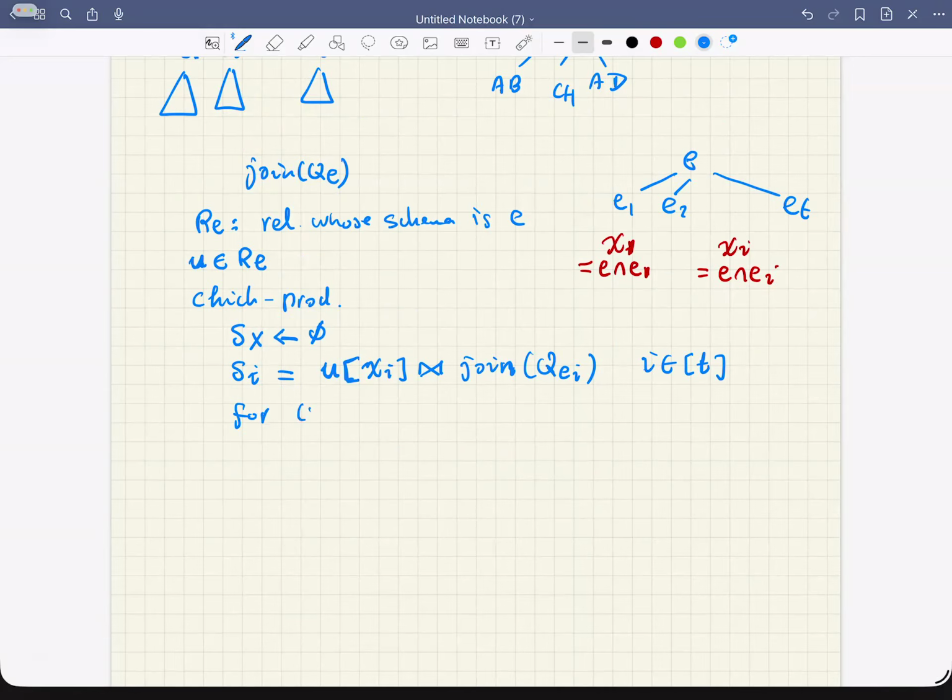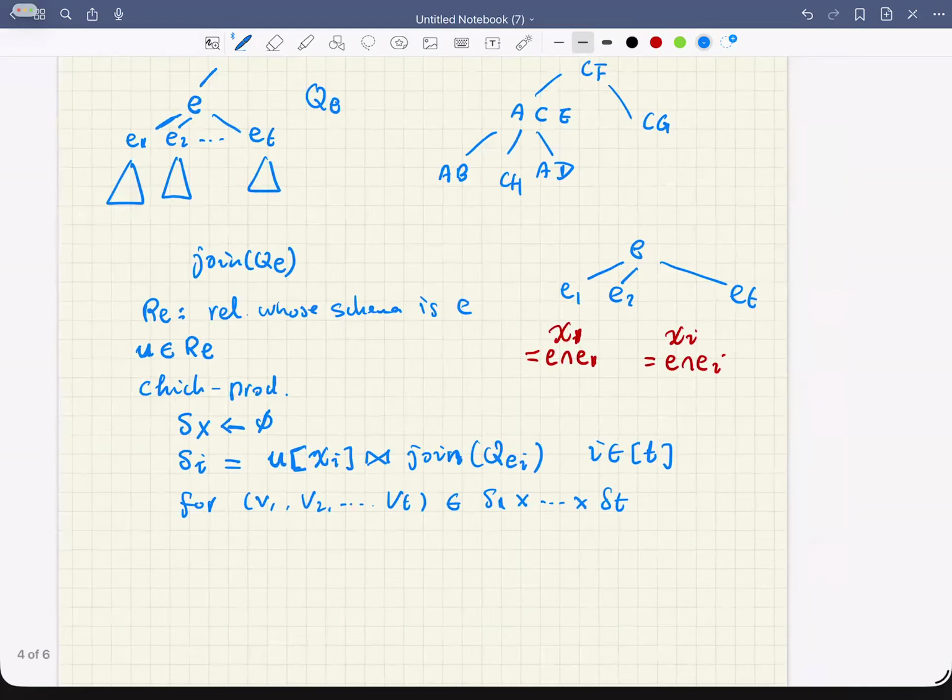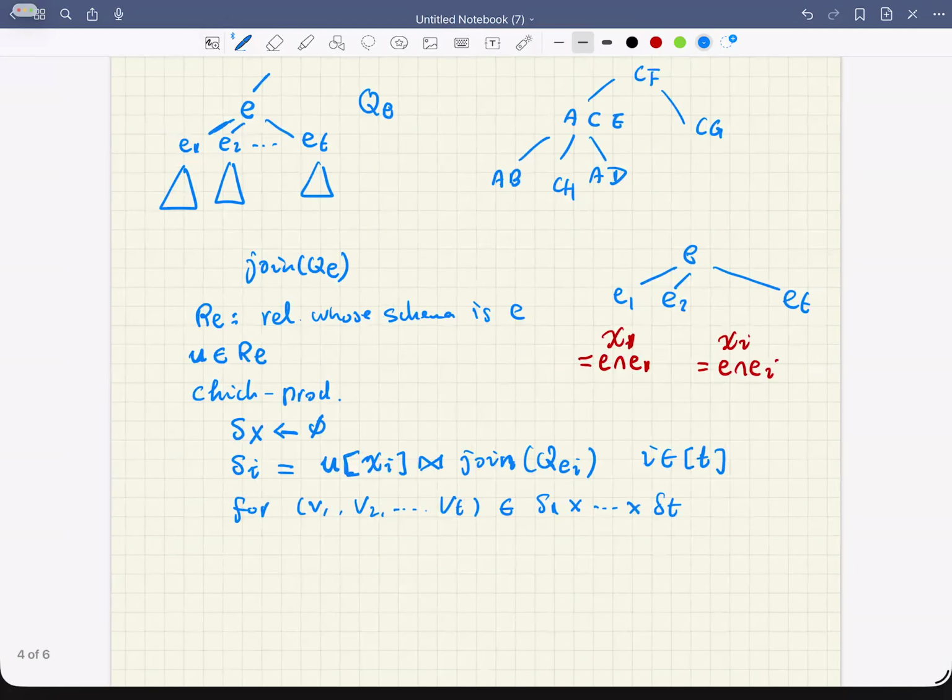Now let's look at the following. For each V1, V2, to Vt in the Cartesian product of these Si. Now let's look at the power of math. The sets Si are clear now, right? So if you look at the Cartesian product, in my example, it would be a subset of AB, Cartesian product with a subset of CH, Cartesian product with a subset of AD. But all those subsets are related to one tuple in ACE. You see what I'm saying?